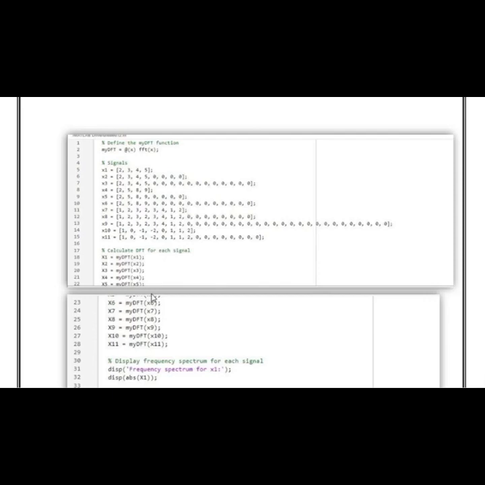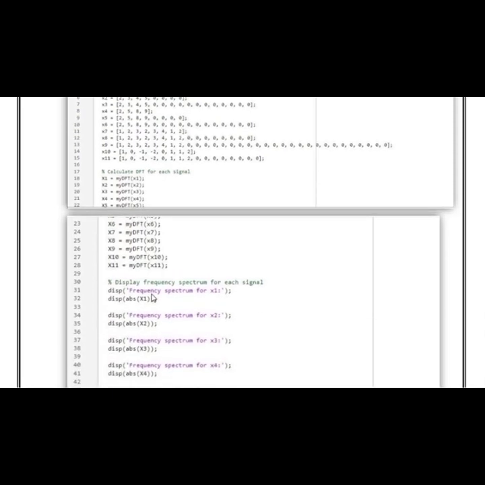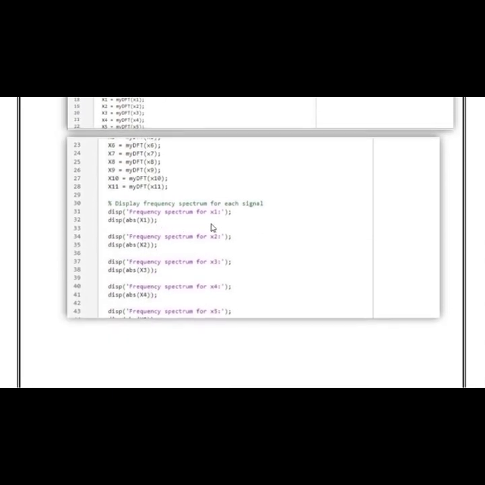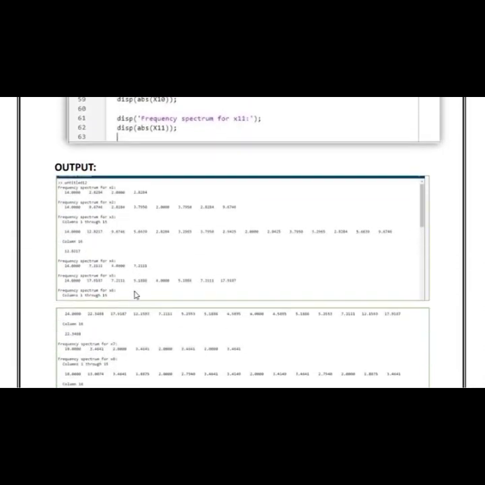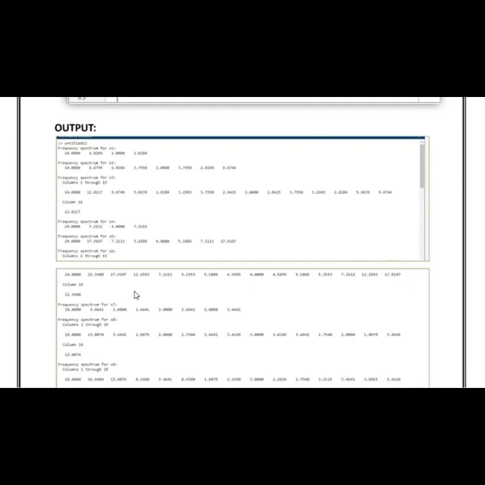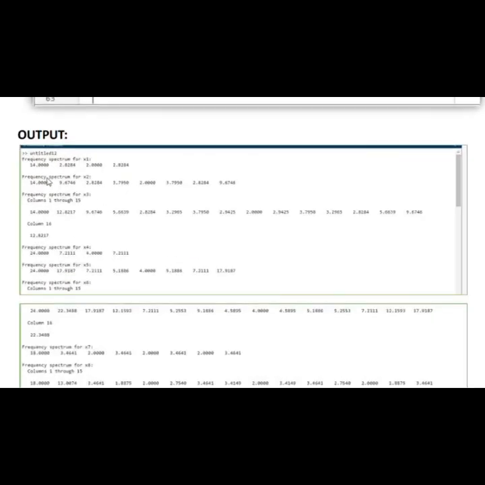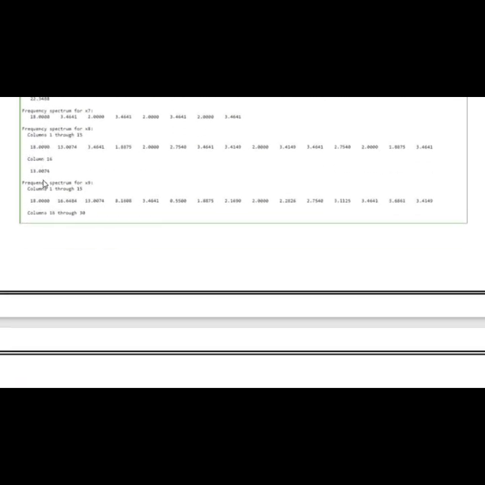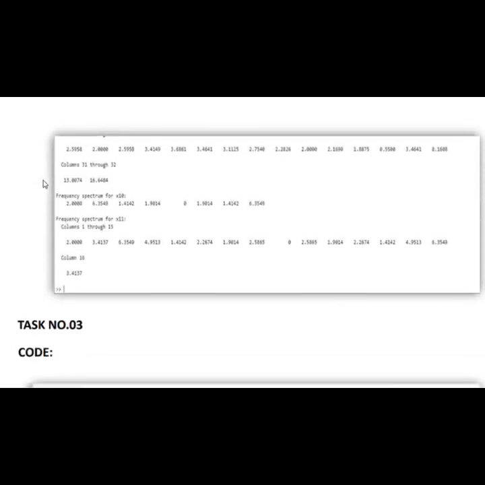In MATLAB, define my discrete Fourier transform function. The signal values are given in the question. Calculate my discrete Fourier transform for each signal and display the frequency spectrum for each signal. Like this, display the frequency spectrum for x1, display absolute x1, display the frequency spectrum for x2, display x2, and display x3, display x4, and so on up to x11, and the output of these signals is given.